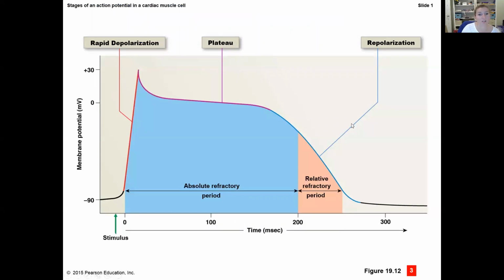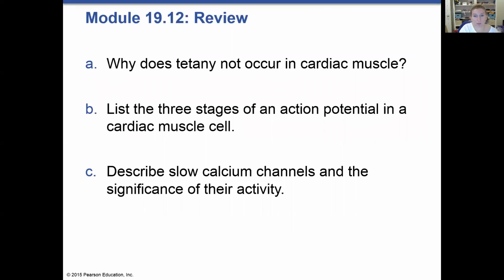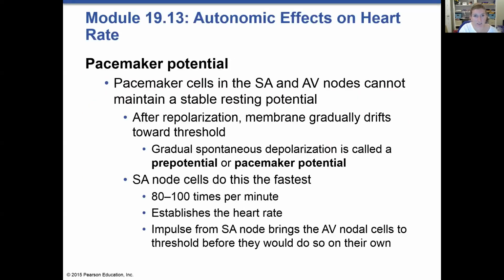So here's that plateau phase. This plateau phase is where those calcium ions are remaining in the cell, right? They're not leaving just yet. And that allows for that absolute refractory period to be very, very long compared to a skeletal muscle. The relative refractory period is very short, and that's when they can be stimulated again without having any adverse effects. So you can pause the video here, go back and review this little section. We're going to keep going, talking about the autonomic effects on the heart rate.